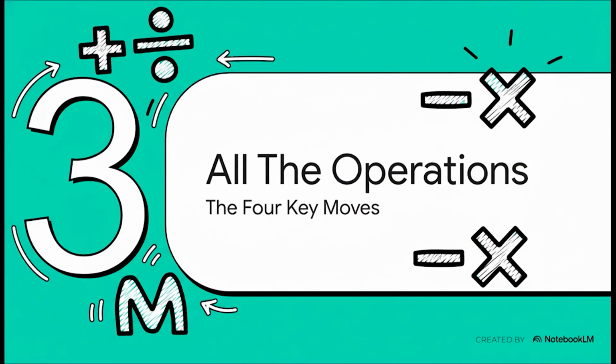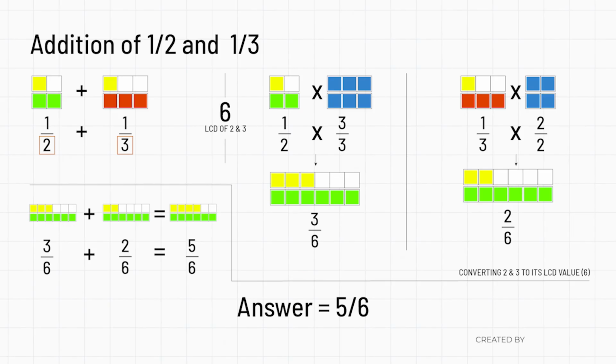Alright, time for the main event. Let's get into the action and see how we can actually use these numbers. We're talking adding, subtracting, multiplying and dividing. Let's do this. Okay, let's start with addition. If we want to add 1 by 2 and 1 by 3, we have a small problem. Their denominators, the bottom numbers, are different. It's like trying to add 1 apple and 1 orange. First, we need to make them the same, so we find the least common denominator or LCD.